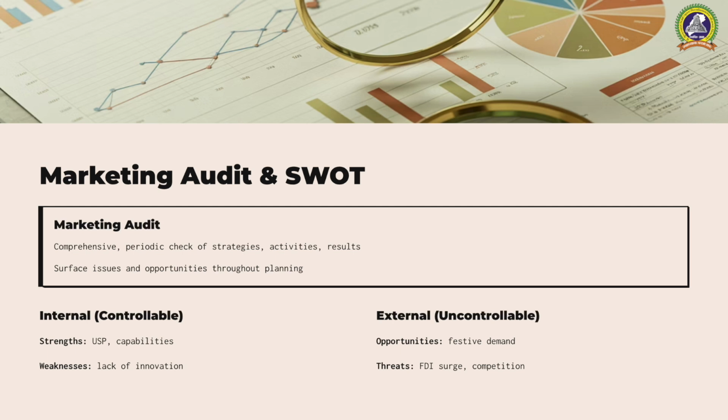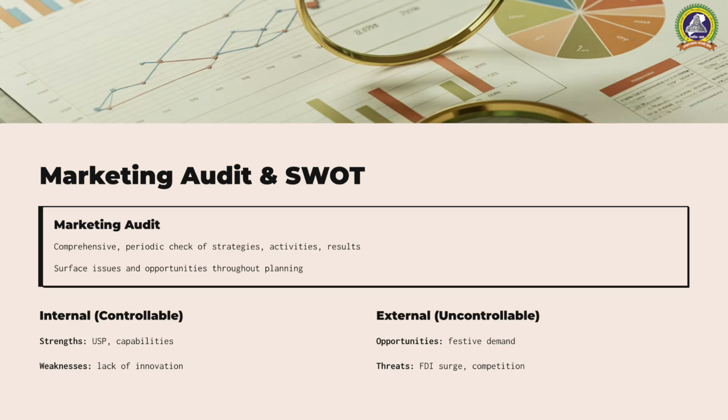The information gathered in this audit process is then used to develop the next step, that is SWOT analysis. SWOT is an acronym for strengths, weaknesses, opportunities and threats related to the marketing function. Let's start with strengths and weaknesses. Strengths and weaknesses are factors inside the organization. These are controllable. For example, a unique selling proposition of a product would be a strength, while a lack of innovation would be a weakness of any company.